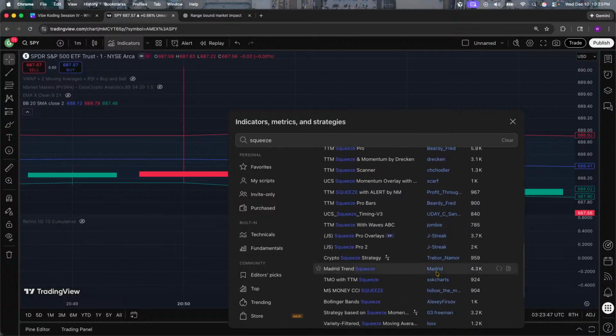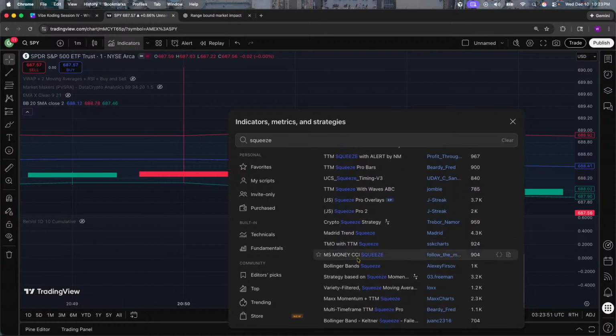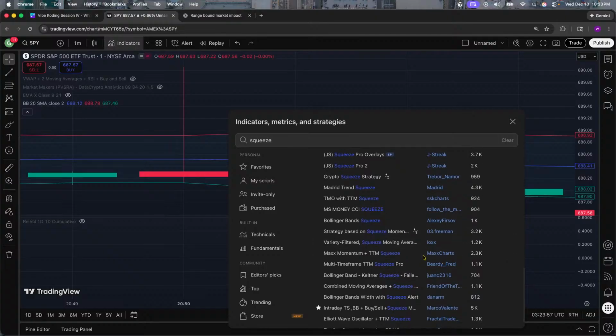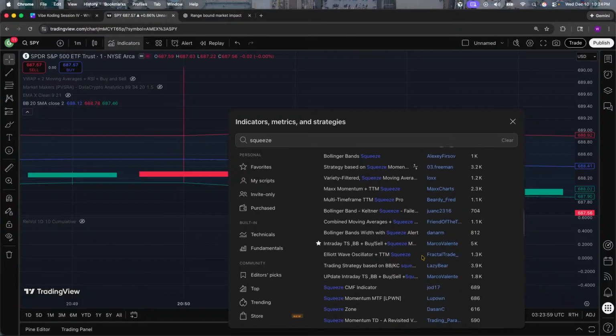And then we have 2 with TTM. MSCC strategy based off squeeze momentum, Bollinger Bands with mid. Okay, this is interesting. I mean, kind of sticks with the BB. So let's do that. So Bollinger Bands with a squeeze alert, right? So it has 812 individuals that have used this.